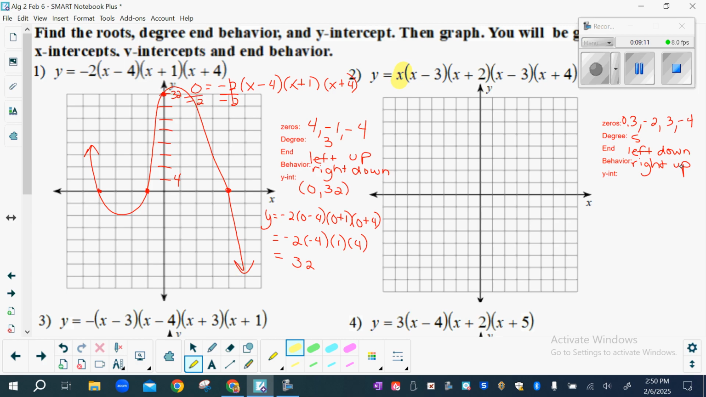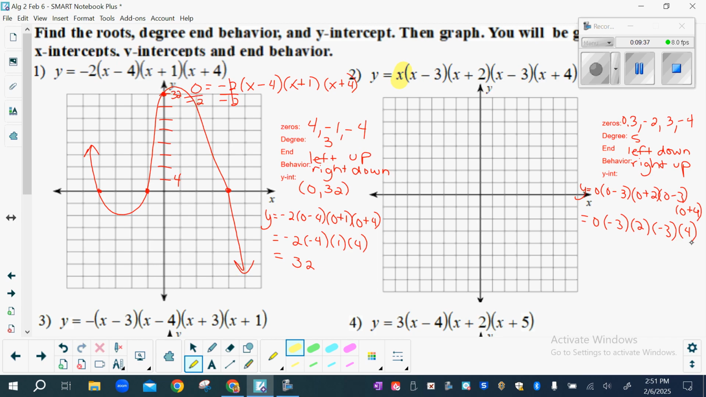Okay, so now finding the y-intercept. I would say this is where most students make mistakes. Most mistakes are made on the y-intercept. So just take your time on it. Show some work on it.